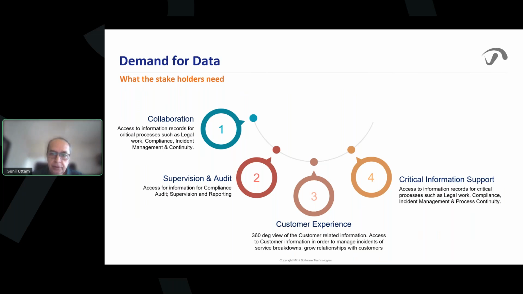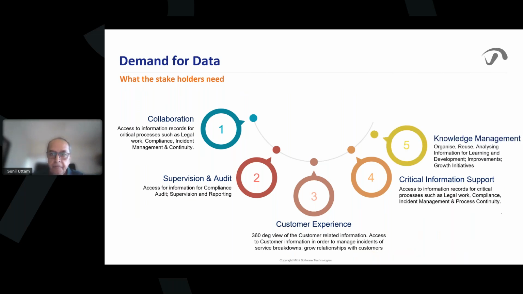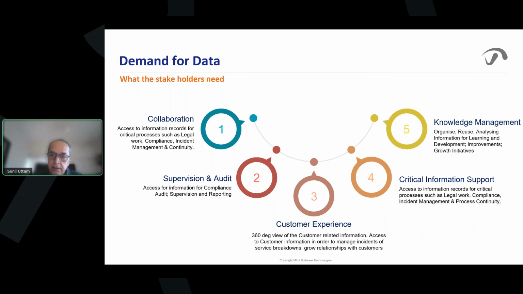Critical information support. This is required, similar to the first one, collaboration, right? You need the support for managing the critical processes and knowledge management. This is L&D. So I can use my archive as a repository to reuse information. It's big. Reuse is big. We've seen marketing companies thrive on the older campaigns and build on those. The uptake is much quicker. The new campaigns start off better, and you also learn which campaigns worked, which didn't, why they worked, why they didn't. So how can I make it better?